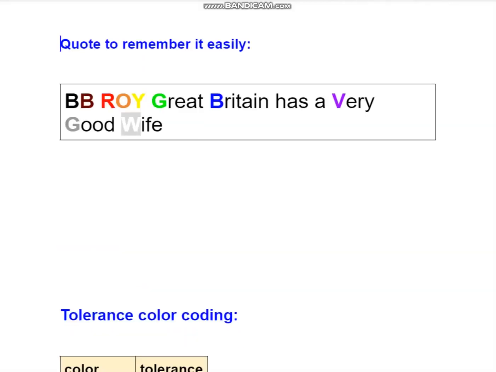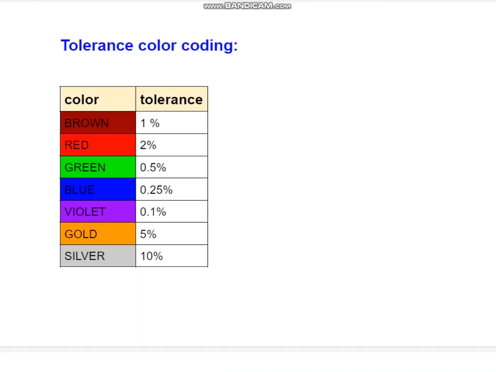It is very easy to remember this by using the following formula. BB Roy Great Britain has a very good vibe. So I have also included tolerance color coding for you.